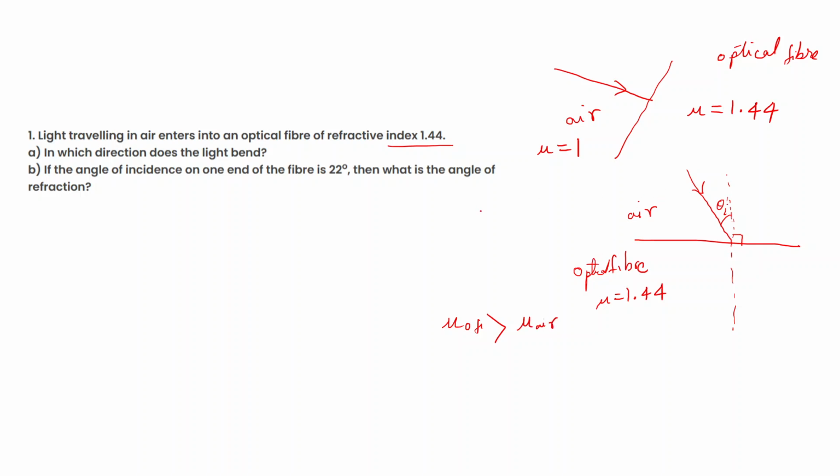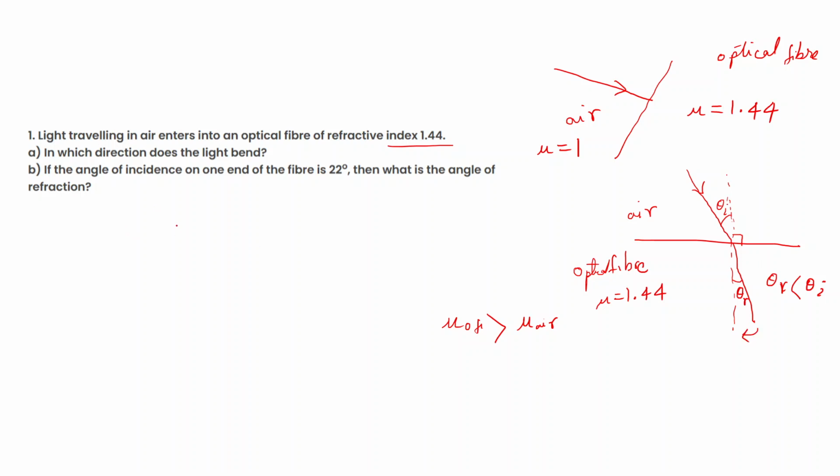So as I said, when the incident light goes from a rarer medium to a denser medium, its velocity decreases, and because of that the angle it makes with the normal, the refracted angle, is always less than the incidence angle. The refracted angle theta r will be less than the incidence angle theta I if the medium in which it is going is denser. So in which direction does the light bend? The light bends towards the normal.